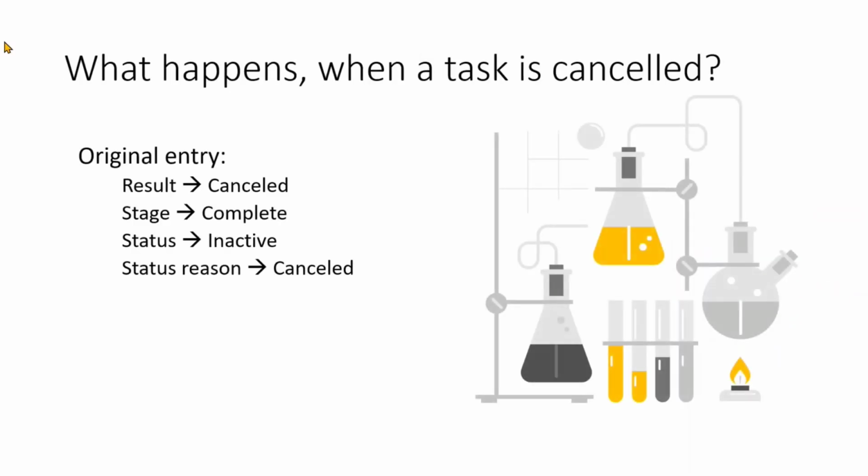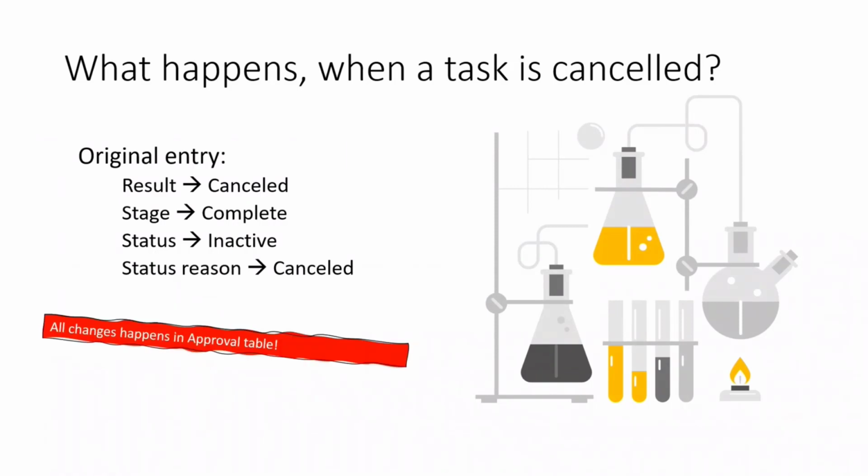And lastly, when a task is cancelled, then the original information is updated again in the approvals table with the outcome that is cancelled and the result that is cancelled. And so that's it. It's not thank you. It's just that I will now jump over to demos because they're way more interesting.